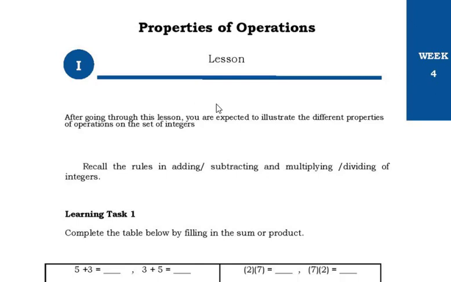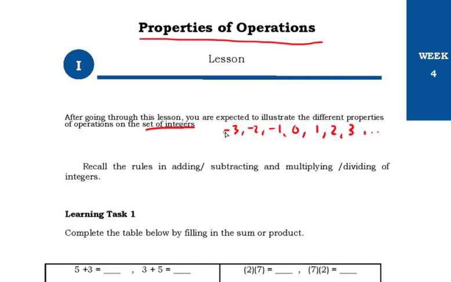Okay, so week 4, lesson 4 po natin is about properties of operations. So, after going through this lesson, expected po na tayo ay makapag-illustrate ng different properties of operation and the set of integers pa rin po ang ating pinag-aaralan. Pag sinabi uli natin integers, ito po ay mga positive and negative whole numbers. So, example, negative 3, negative 2, negative 1, 0, 1, 2, 3, and so on. Those are integers, positive and negative whole numbers.